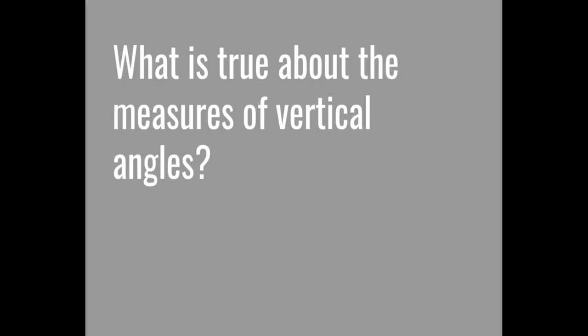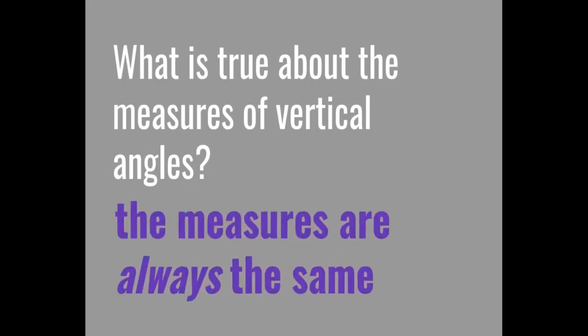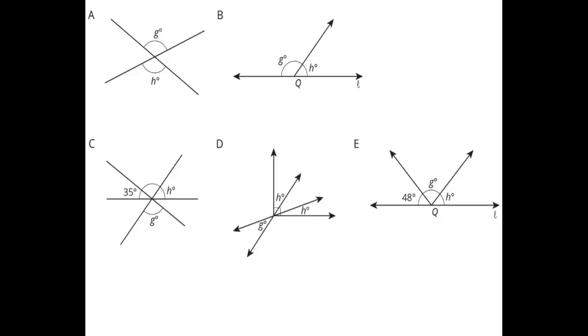What is true about the measures of vertical angles? The measures are always the same. If you know one, you know the other. Okay? So if we just look at these situations, we have 5 situations. In each situation, I'm going to show you what equation or what understanding we can create with a number sentence or with an equation. So looking at situation A, these are vertical to each other, so therefore G has to equal H.